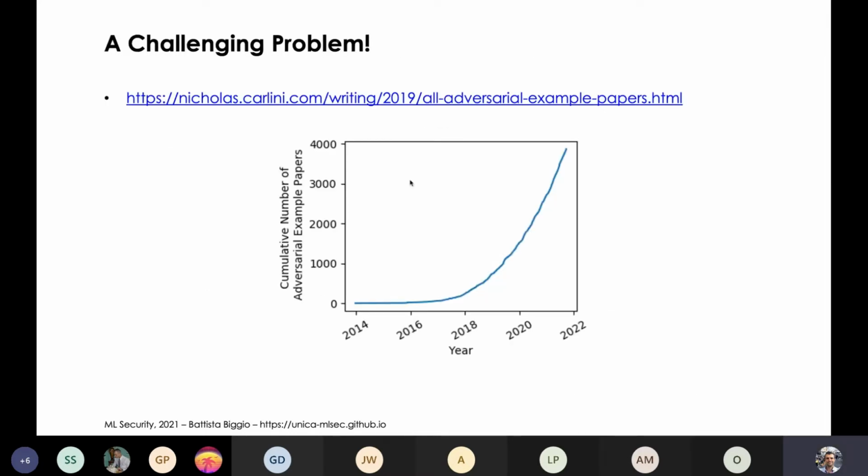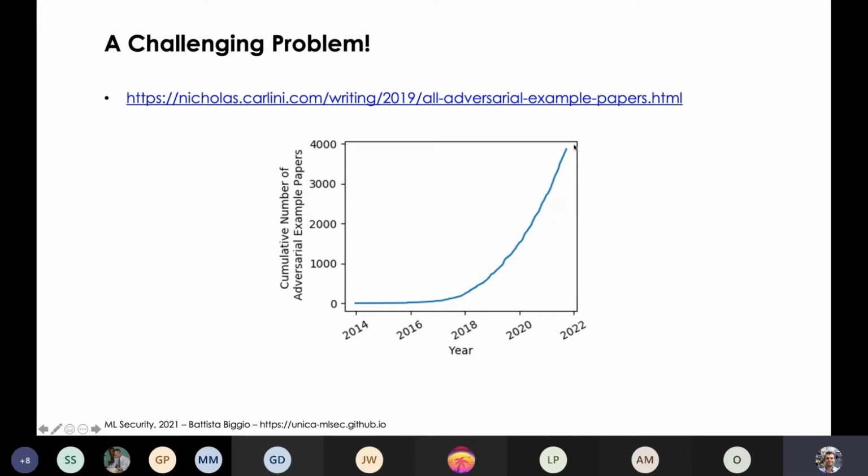Okay, of course, if you place yourself in this research field, trying to craft attacks and defenses for machine learning algorithms, you will discover soon that this is a very challenging problem. And now there is this website maintained by Nicholas Carlini from Google Brain, where it automatically counts how many new papers on adversarial examples are published every year on arXiv, and you see that the trend is really roughly exponential in this case. So this year, 2022, we have already observed something around 4,000 papers published so far.